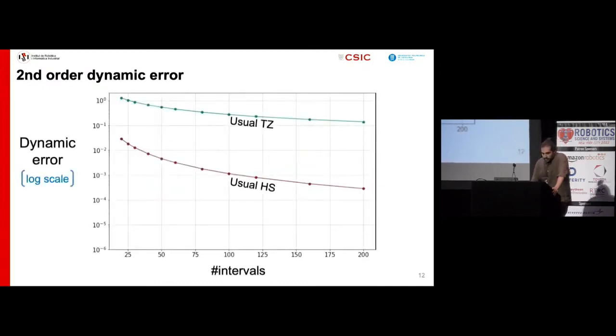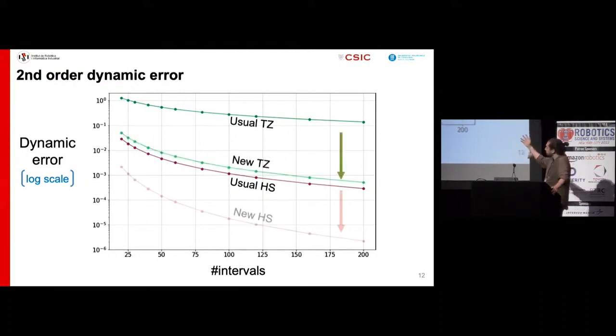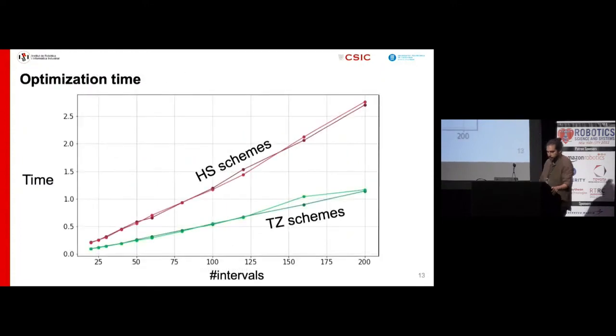Here, we can see how this error decreases with the number of time intervals for the usual schemes. This is for the bipedal problem, but for the cart-pole, the plot is similar. Clearly, the Hermite-Simpson schemes show a much lower error compared to the trapezoidal schemes. But when we switch to the new schemes, the error for each method is reduced by more than 1 or even 2 orders of magnitude, depending on the case.